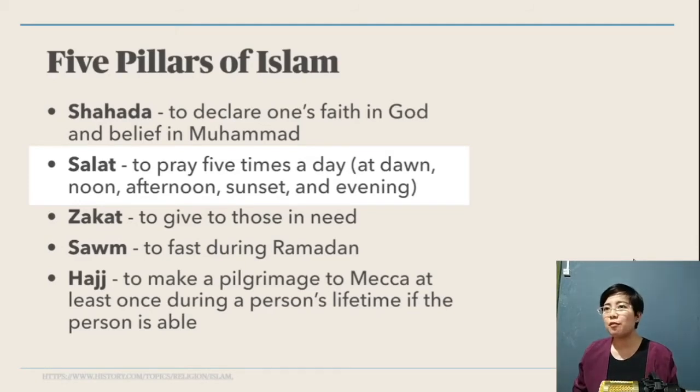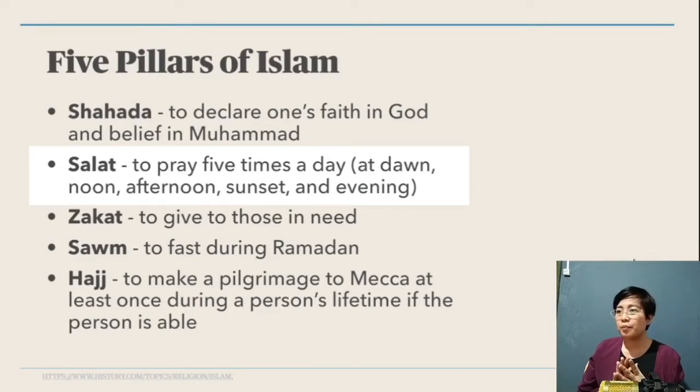So these are the 5 pillars of Islam. I believe you will tackle this in your philosophy class, or you have already tackled this subject. So the first one is shahada, to declare one's faith in God, sort of a testimony. And then salah, to pray 5 times a day, at dawn, noon, afternoon, sunset, and evening. There are other terms, there is an exact term for those 5 prayer times.